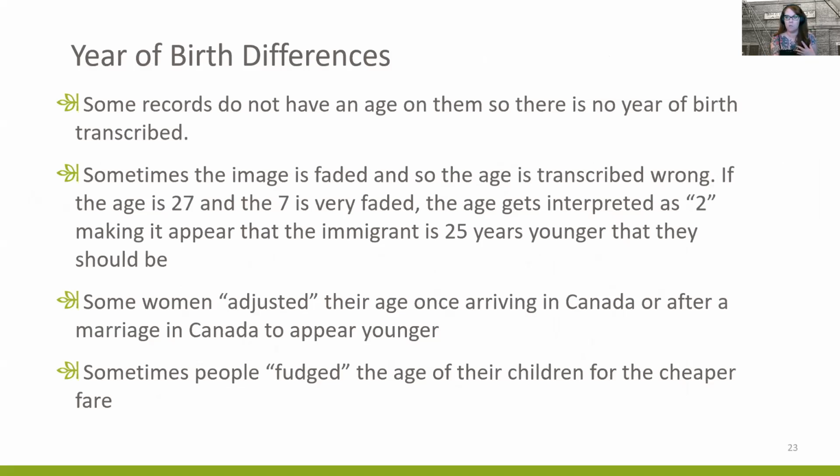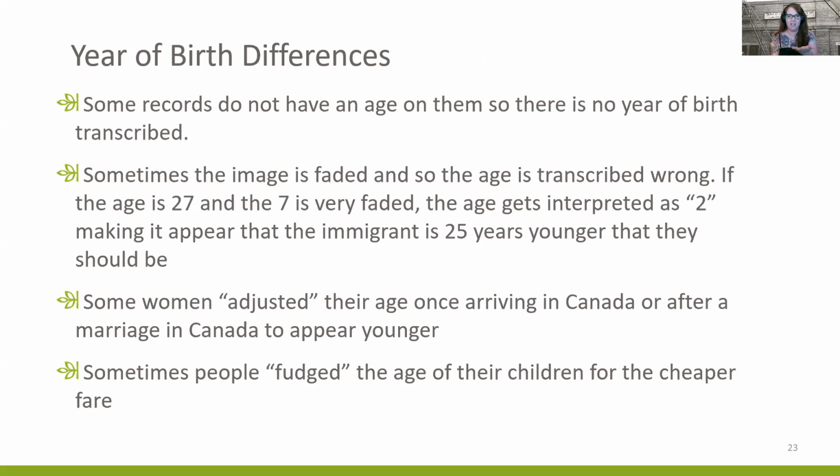Okay, so we covered names, and now we're going to cover birth and what kind of errors we see with birth. First and foremost, sometimes the records don't have an age on them. So if there's no age, then there's no year of birth. So when you put in a year of birth, it's not going to come up. Sometimes just leaving out that year of birth, with your narrow year of arrival and some names, can give you results. Sometimes the image is faded, and so the age is transcribed wrong.